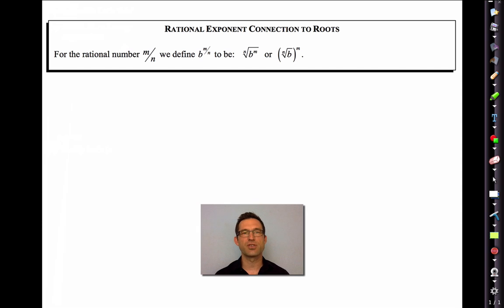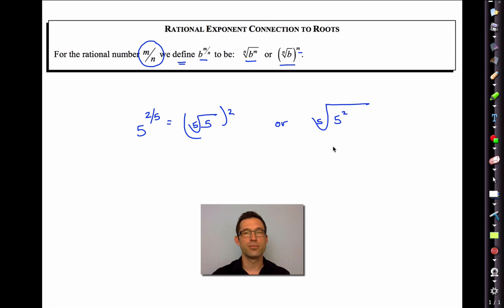Rational exponent connection to roots. For the rational number m divided by n, we define b to the m divided by n to be the nth root of b to the m, or to be the nth root of b raised to the m. So in other words, if I have 5 to the 2/5, I can think about this as the 5th root of 5 squared, or I can think of it as 5 squared, and then I've got the 5th root.